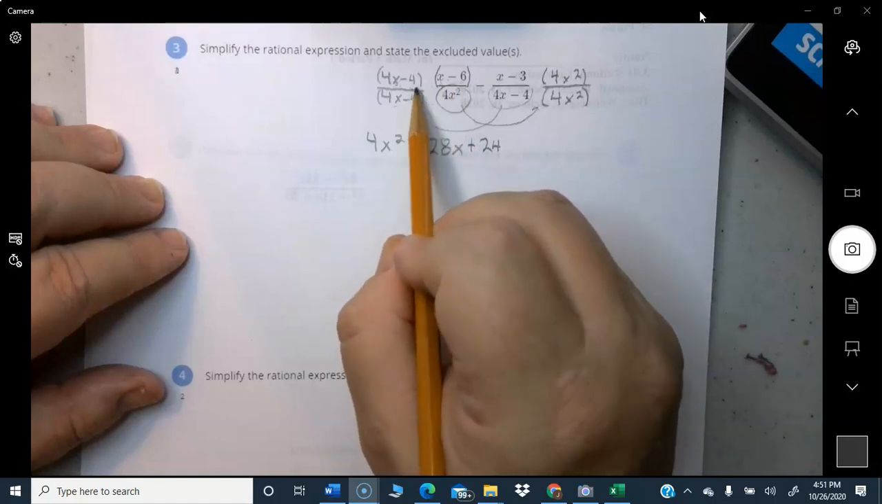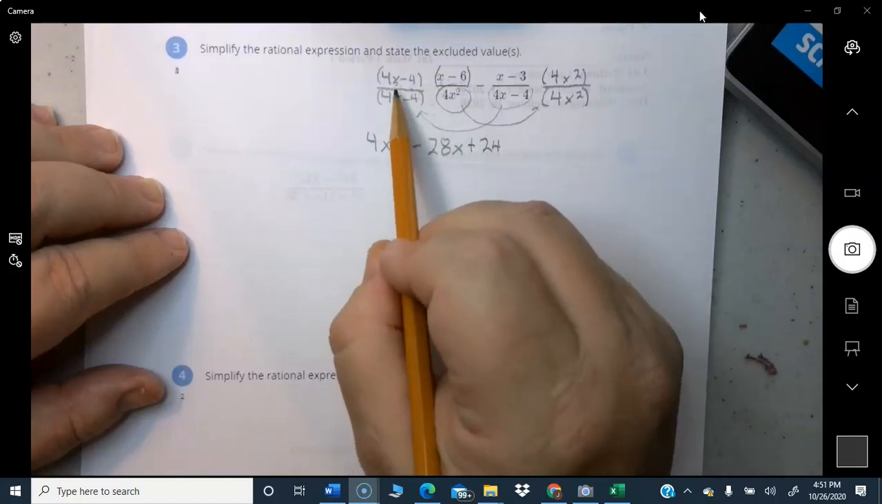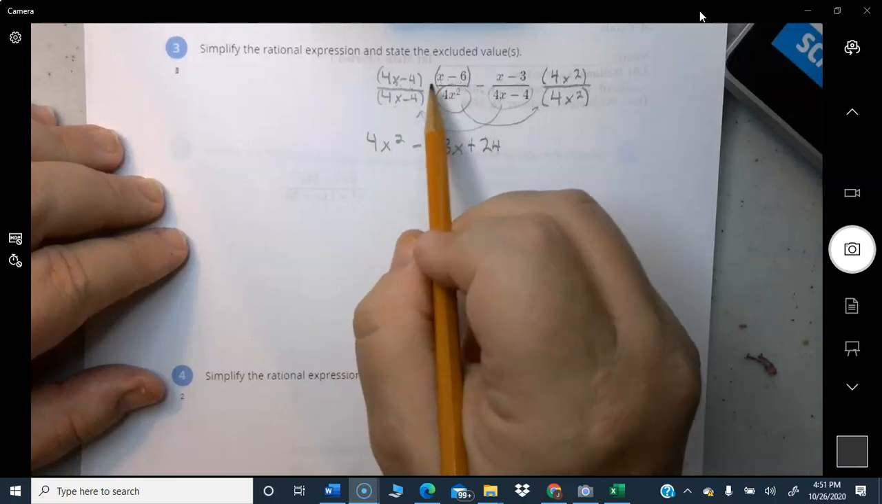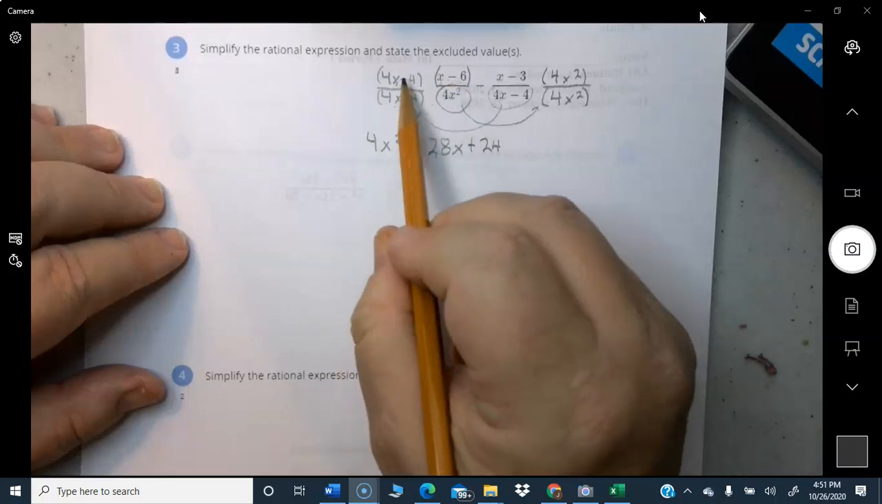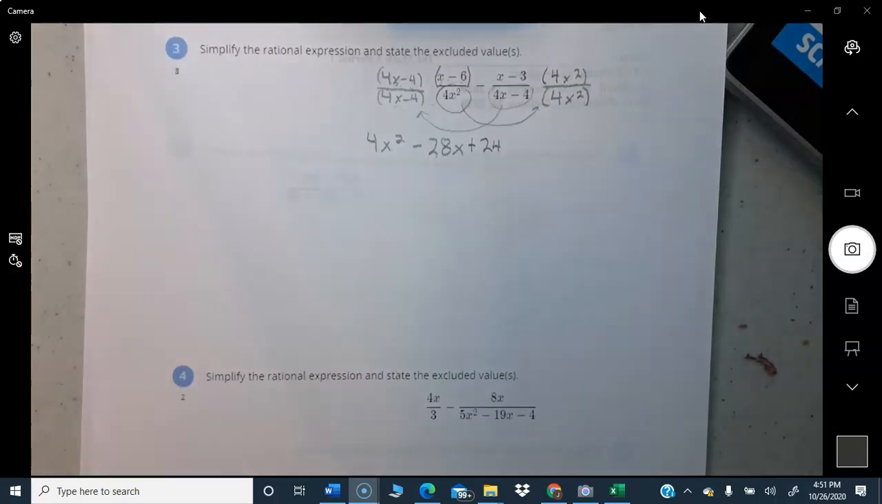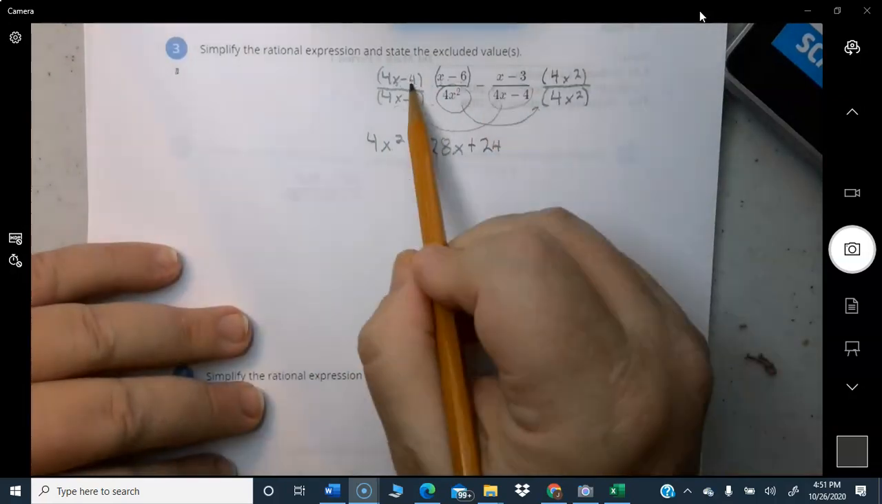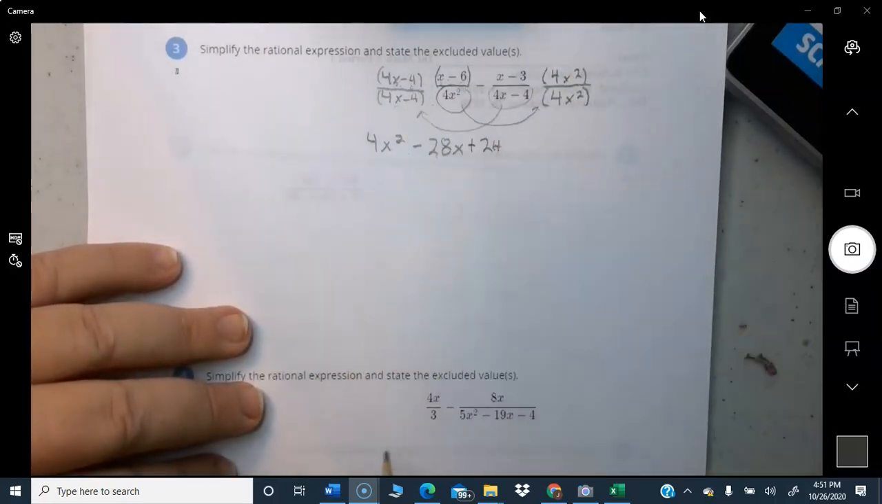And inner, negative 4 times x is negative 4x. So negative 24x minus 4x gets you to negative 28x. Remember, the outer and the inner steps are always going to add together. And then the last step is negative 4 times negative 6, which is plus 24.